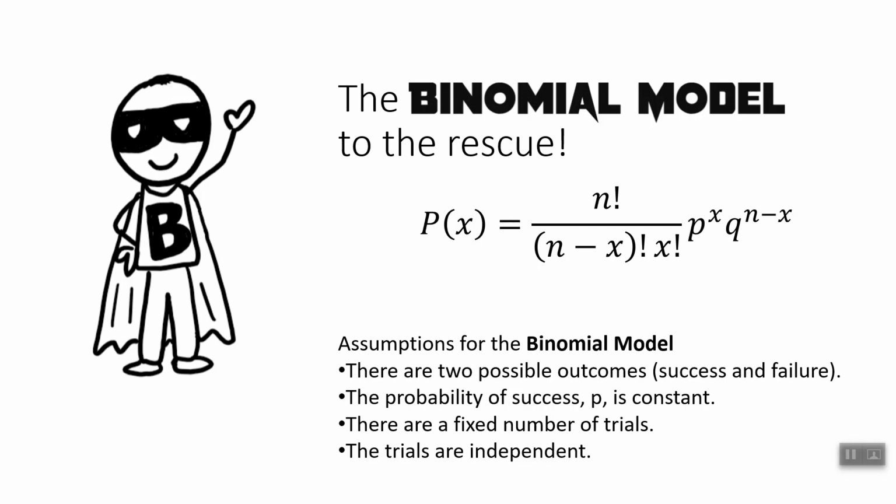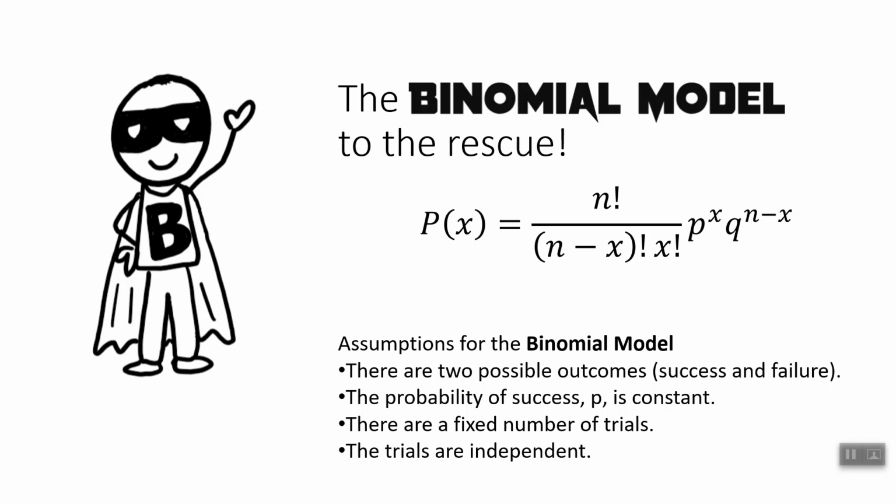So the assumptions for the binomial model, how are we going to know that we can even use this model? Well, the assumptions for the binomial model in general are that there are 2 possible outcomes. We call them success and failure. The probability of a success is constant. There are a fixed number of trials, and the trials are independent.